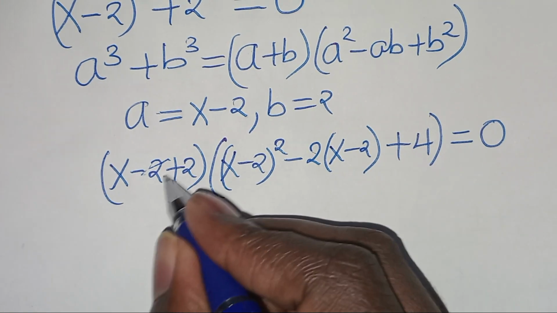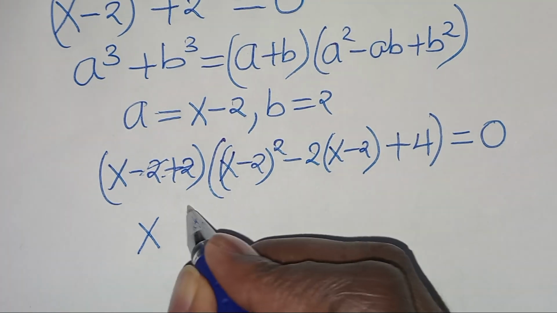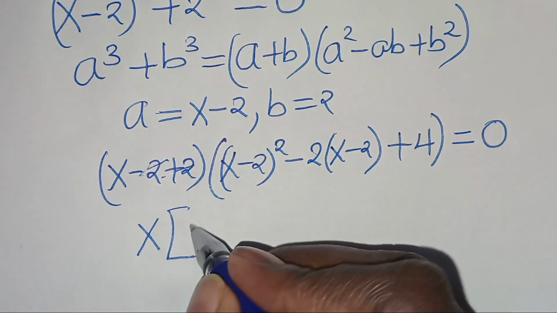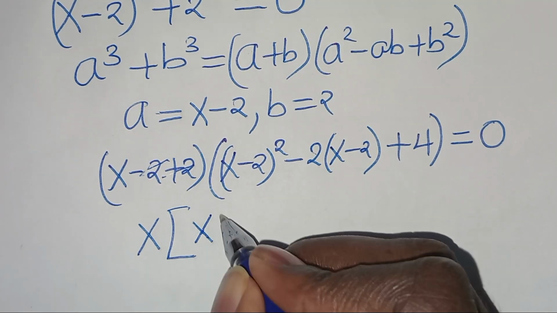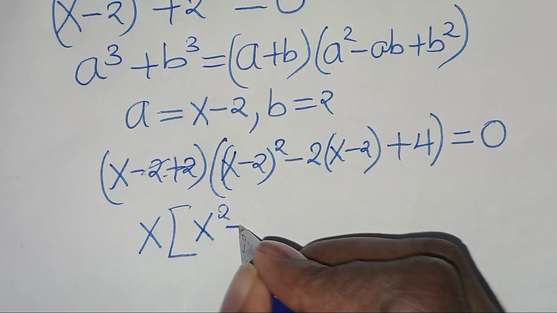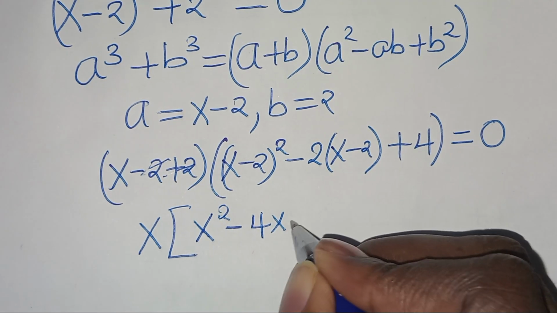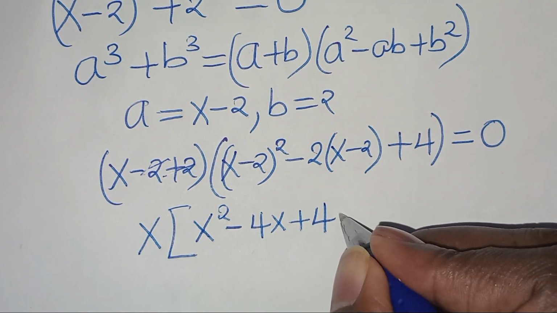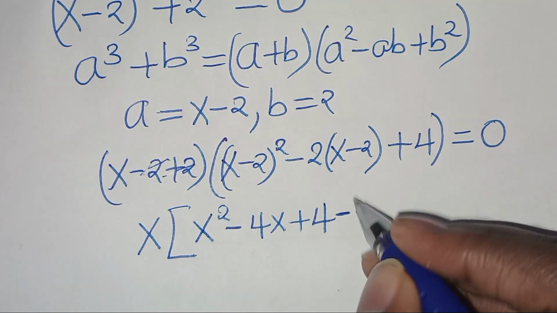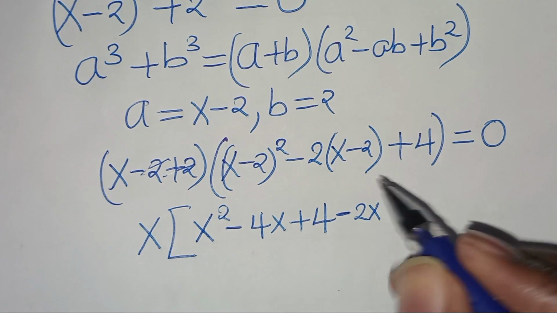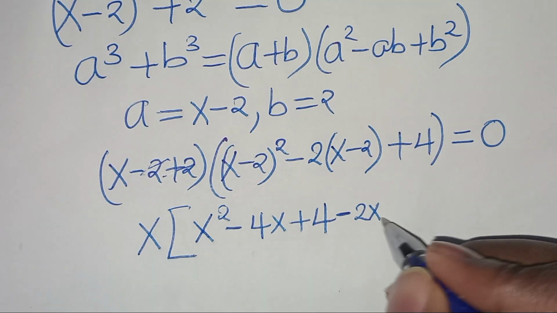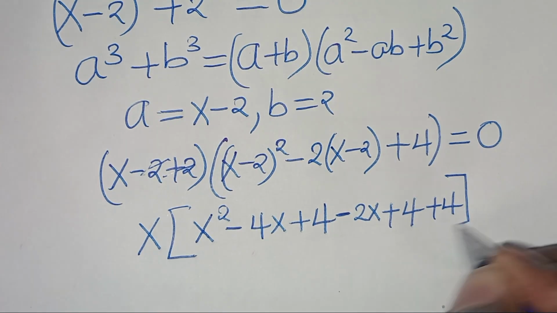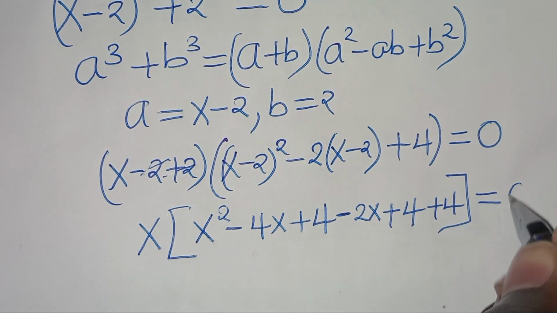So this implies that here we have x - 2 + 2, which simplifies so that now we have x. Into the parentheses, (x - 2)^2 is the same thing as x^2 minus 4x plus (-2)^2, which is equal to 4. Then subtract -2 times x, this is -2x, minus 2 times minus 2 here, this is plus 4. Then plus 4. Close the bracket here. This is equal to 0.